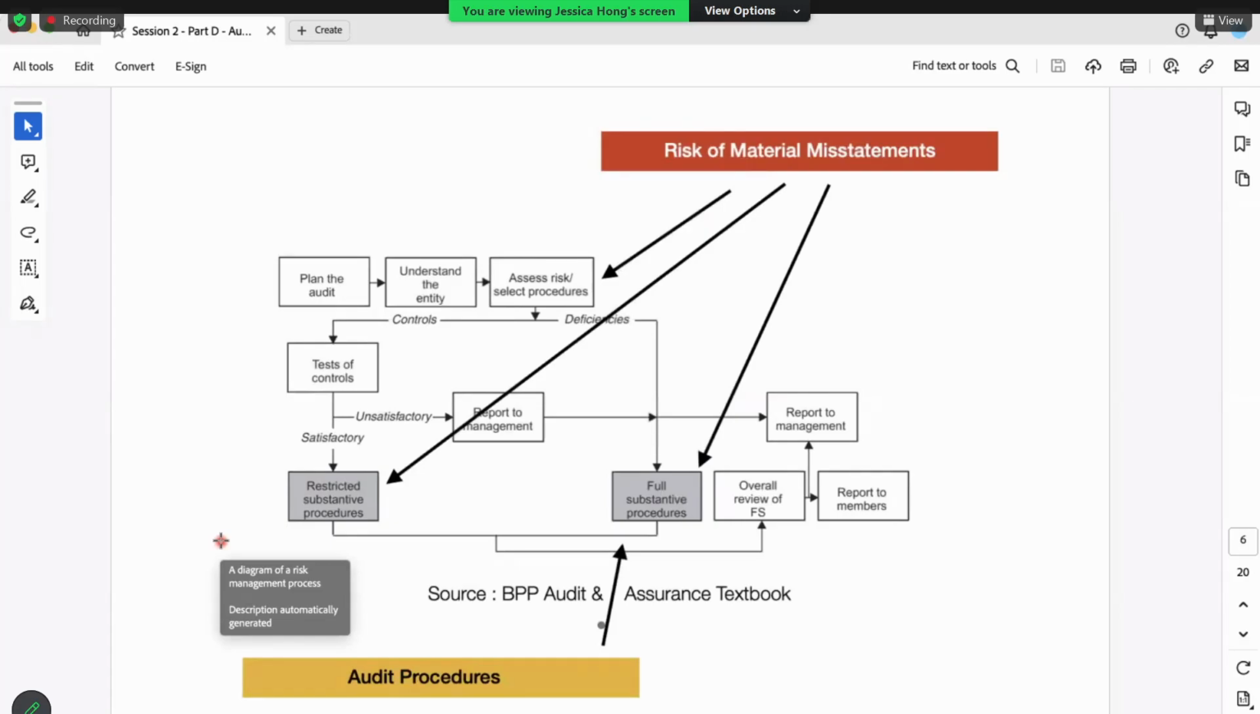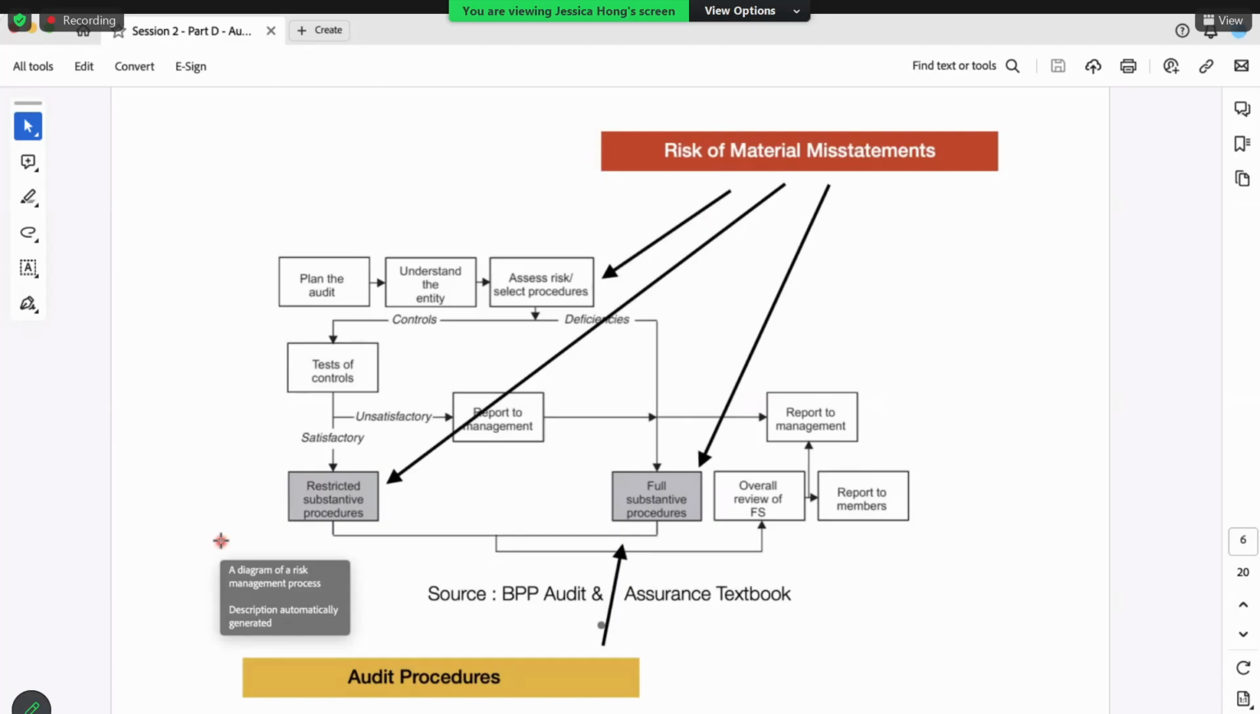So for exam purposes, I'm going to answer this question based on what we should expect in the exam. For exam purposes, we are expected to identify material misstatement starting from planning all the way till we sign off. Yes. So that will probably include all what you have said. I hope I answer your question, but I'm answering this based on what is expected in the exam.